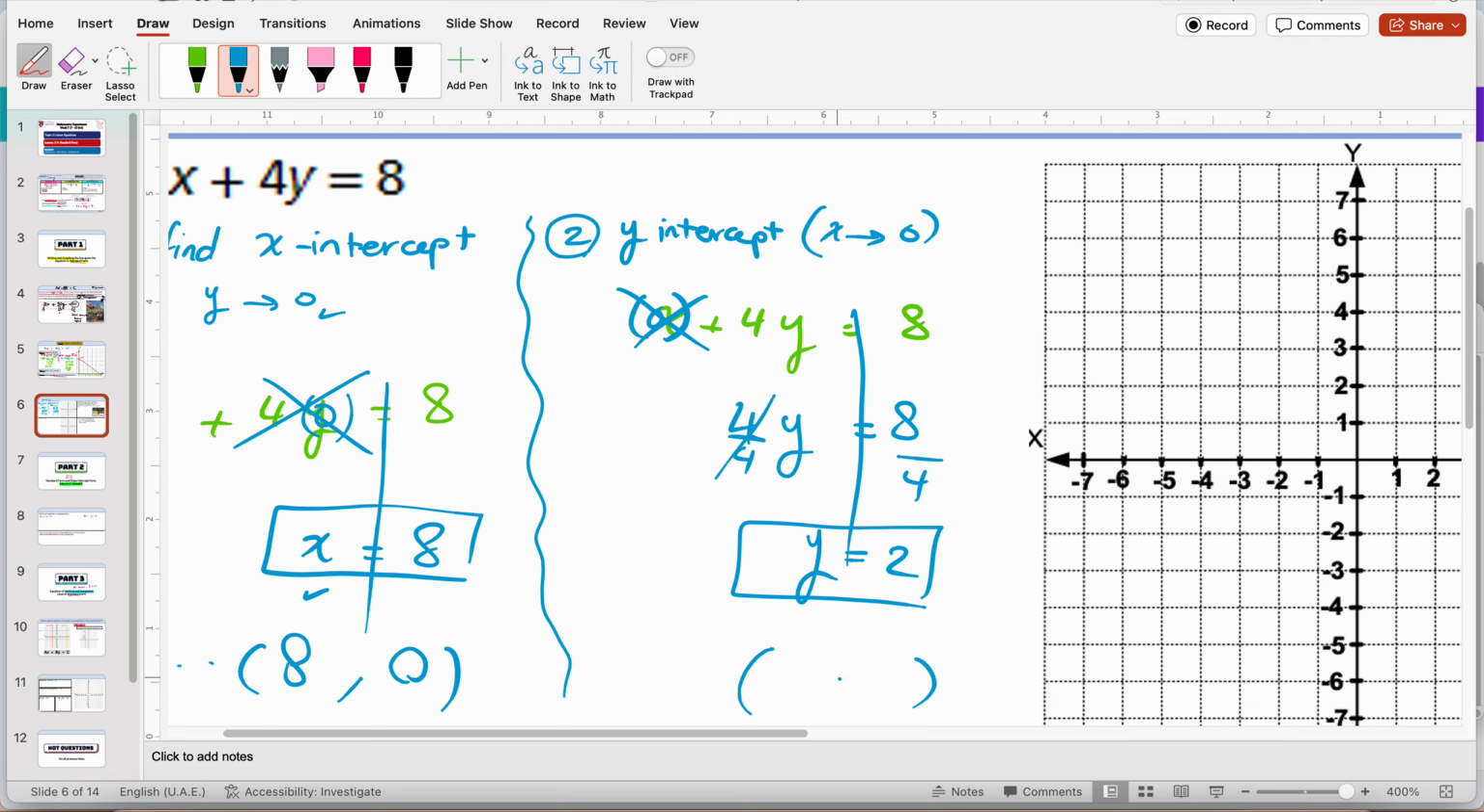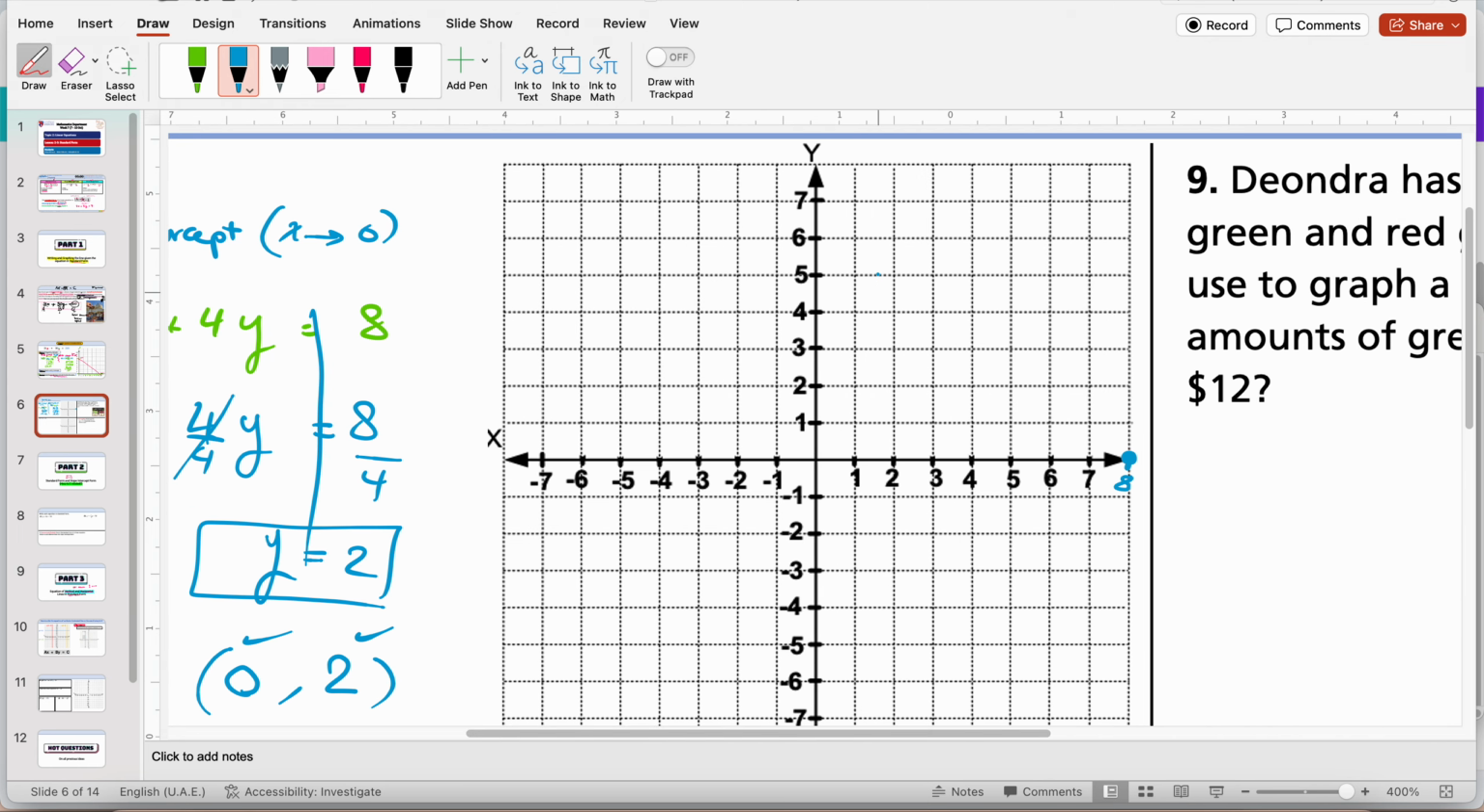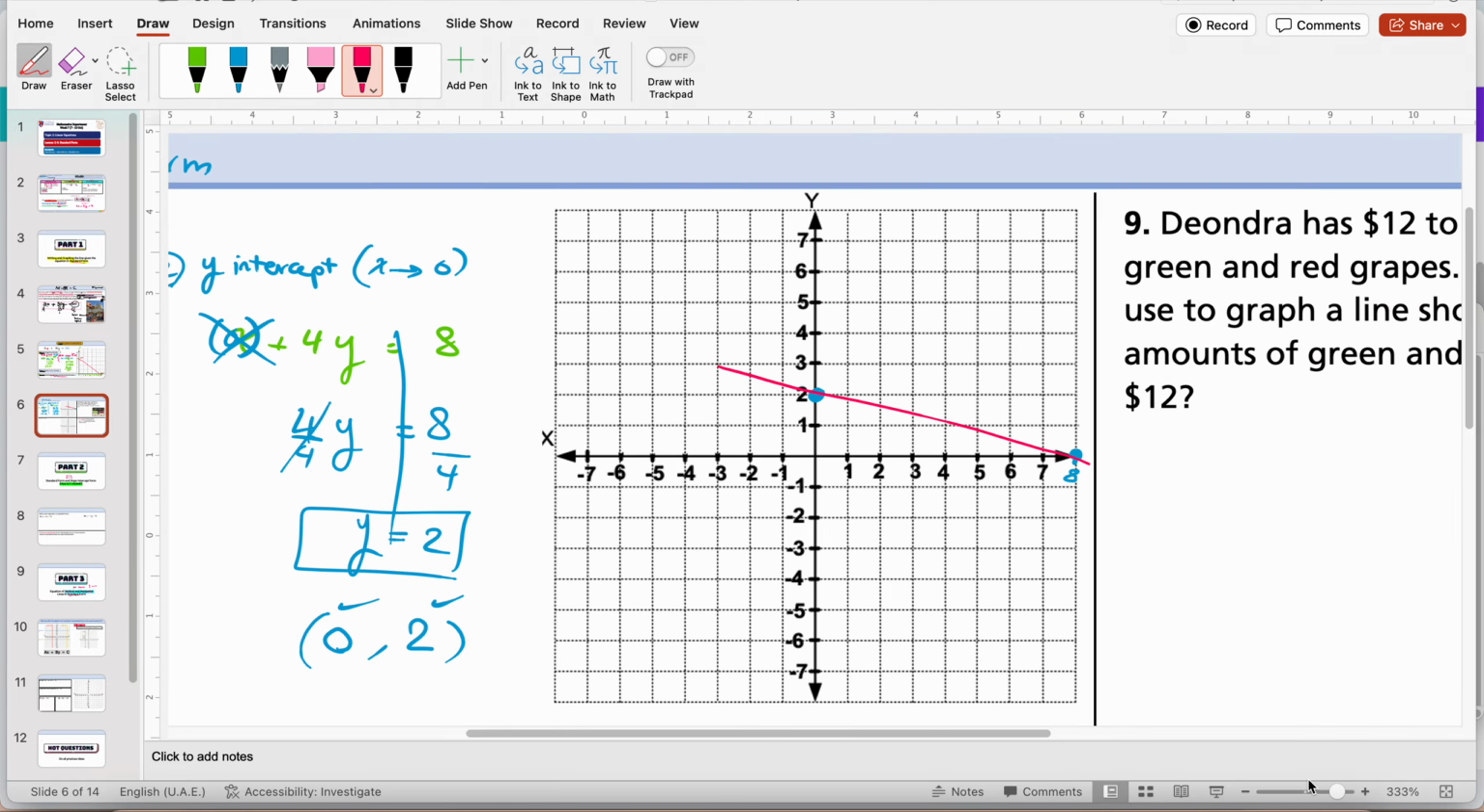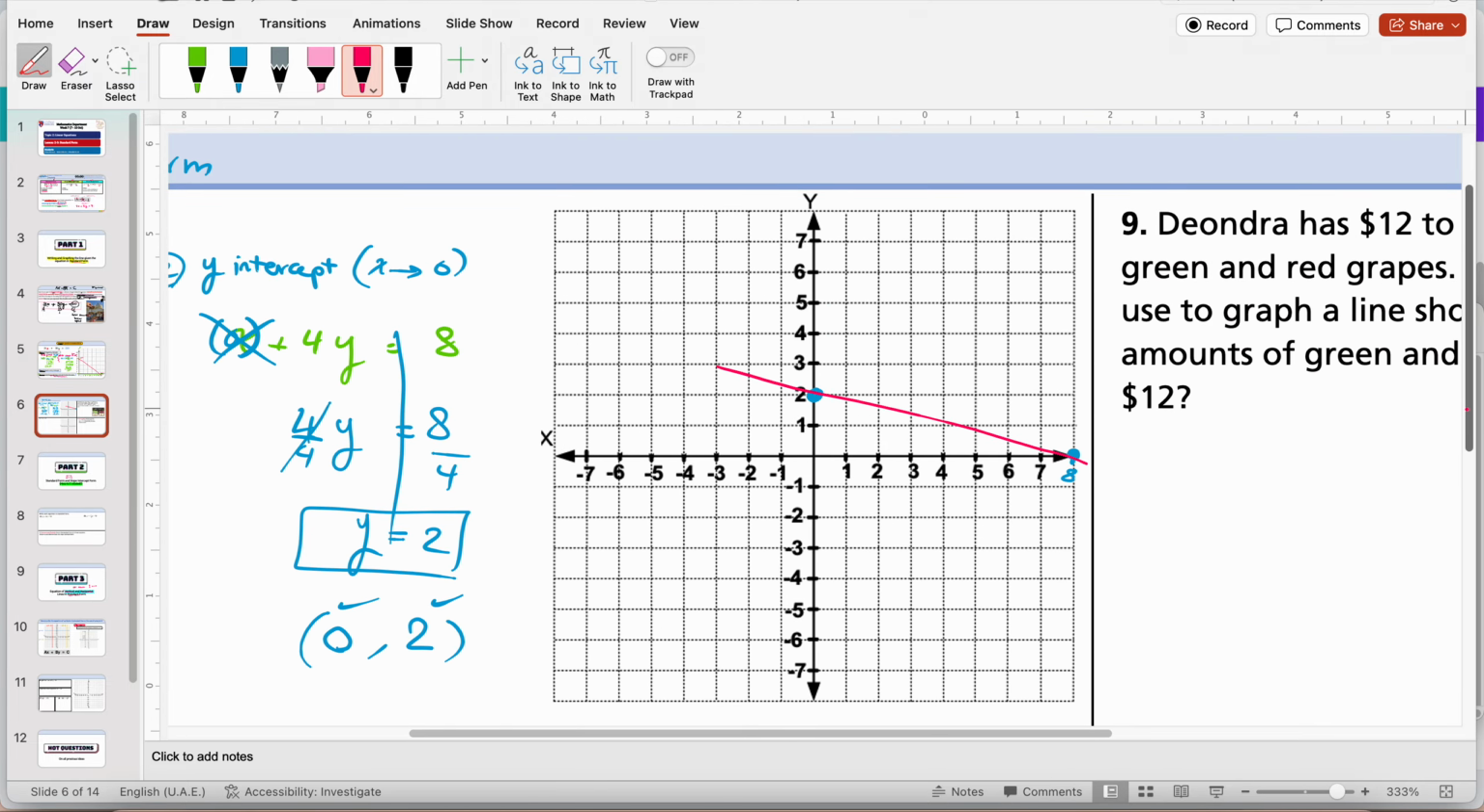So I have a point where the y is 2, the x is 0. That's it. Go to your point 0, 2, which is on the y-axis, number 2. That's it. And then connect the 2 points. Perfect. But very easy, very simple, straightforward.